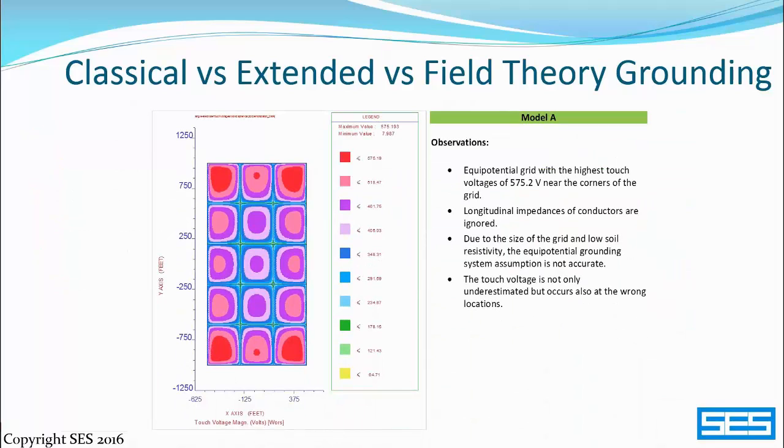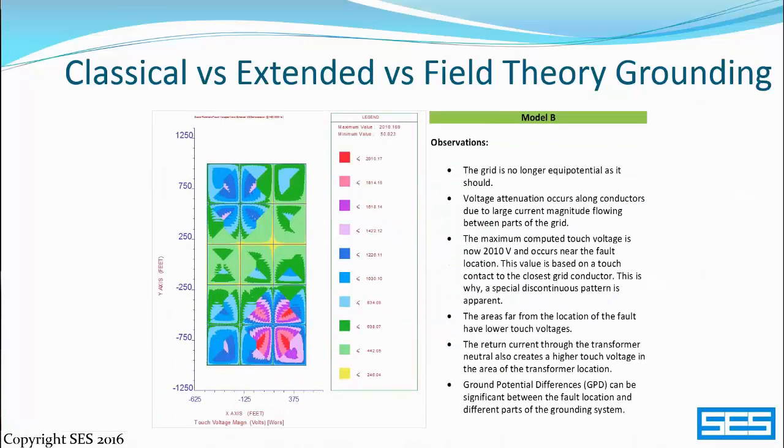Looking at the results from Model A, we again see a very symmetric result, as expected with an equipotential grid. The highest touch voltage of 575 volts is at the corners, also expected with an equipotential grid. Taking into account circulating currents breaks the symmetry of the results. The highest touch voltage of about 2 kilovolts occurs near the highest current injection. We also see another local maximum near the transformer return location. The large circulating current can actually cause a large potential difference between various points in the grounding system.